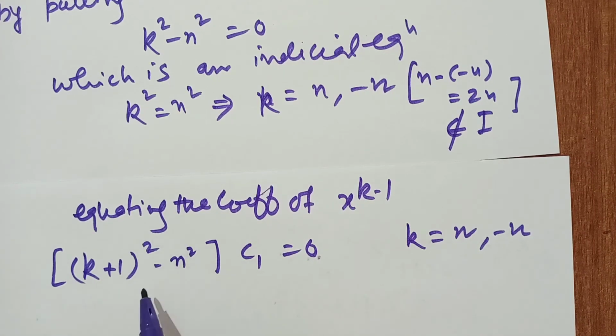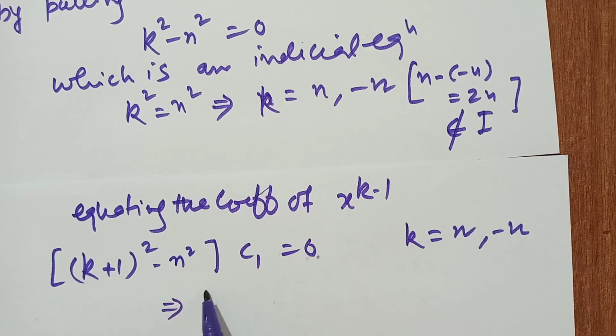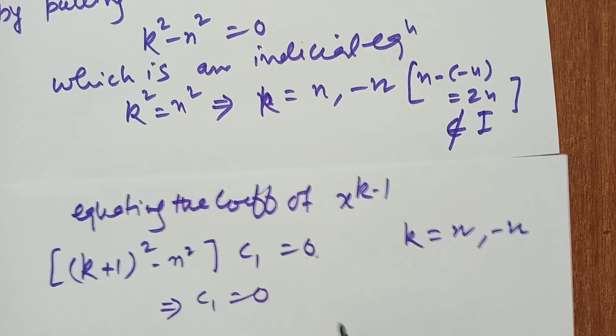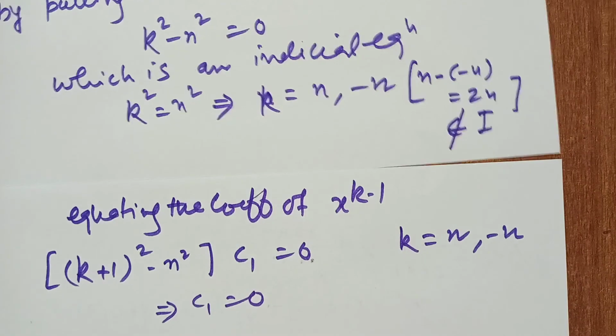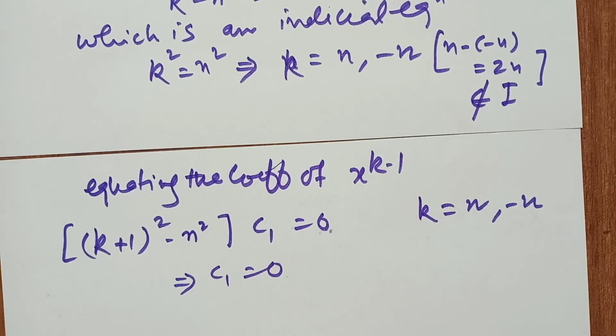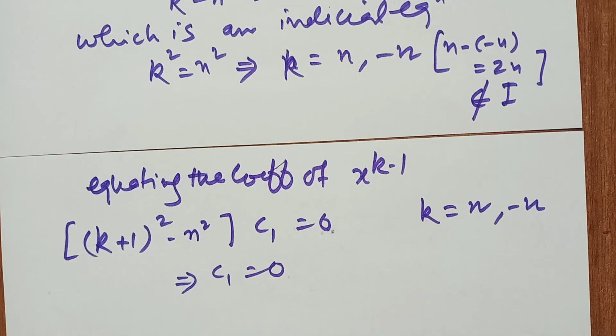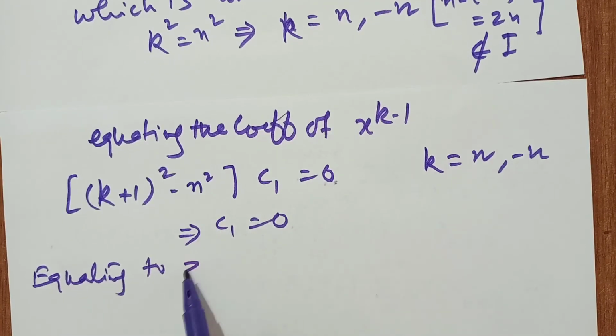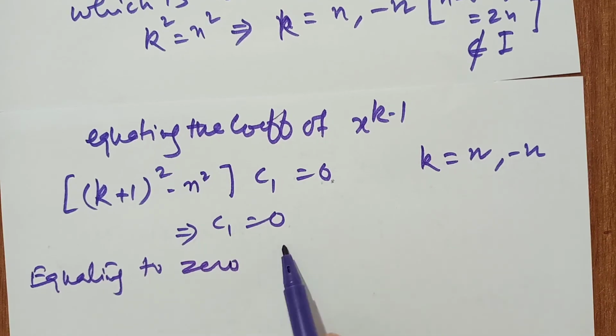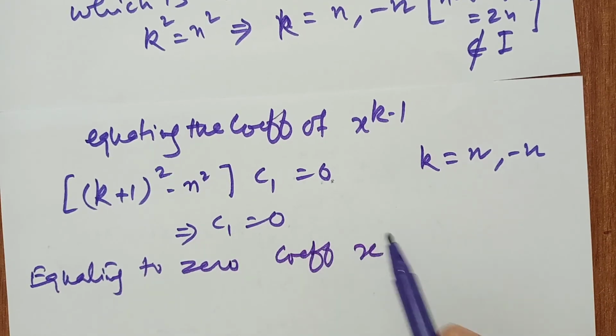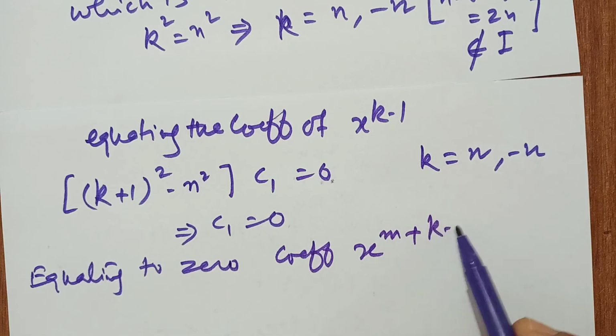So we have a into b equal to 0, either a equal to 0 or b equal to 0, but this is not equal to 0, therefore c1 equal to 0. Okay, so now I want to calculate c2, c3 and so on. So now equating to 0 the coefficient of x to the power m plus k minus 2.